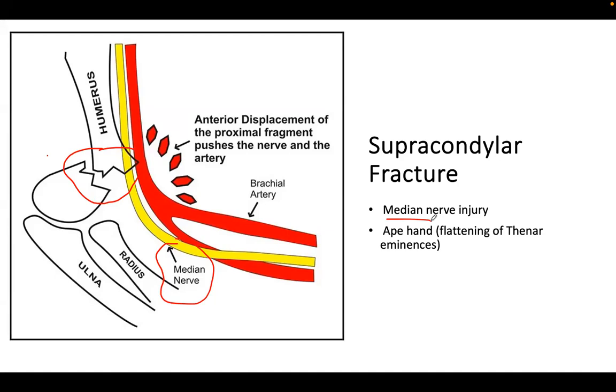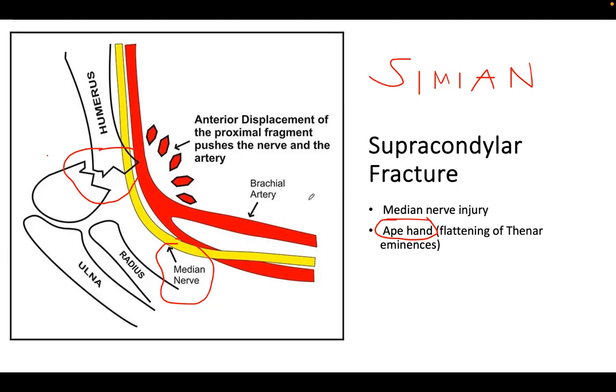And the median nerve supplies the thumb, the index finger, and half of the middle finger. That is the median nerve innervation. This leads to what we call the ape hand, also known as the simian hand. Okay, so supracondylar fracture is associated with injury to the median nerve.